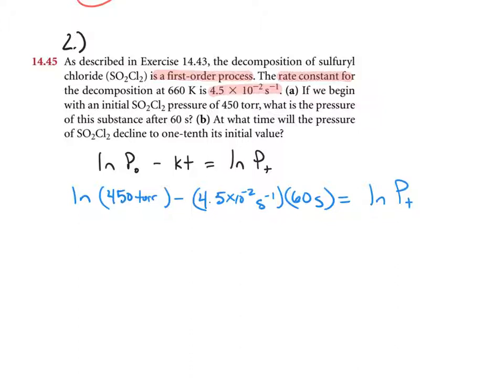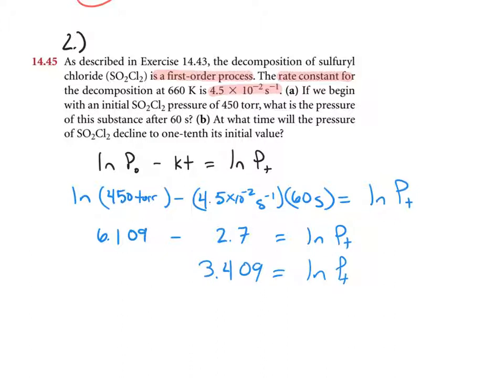So punch this into my calculator and see what I get. So the first thing I did was take the natural log of 450, and I got this number. Now, I rounded that off, but I'm going to keep that whole number in my calculator because I'm just going to want to round once at the end. So I got this number, and then I took 4.5 times 10 to the negative second and multiplied by 60, and I got that number. So now I'm going to do the math and solve for natural log of pressure at time t.